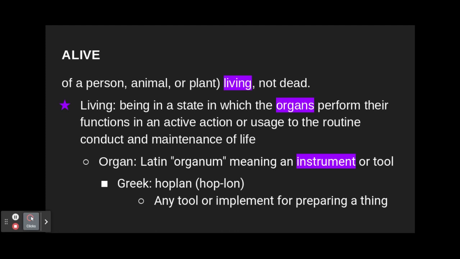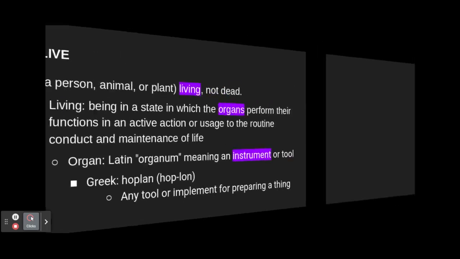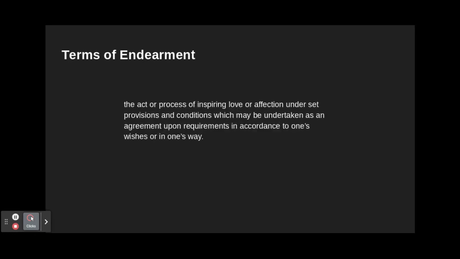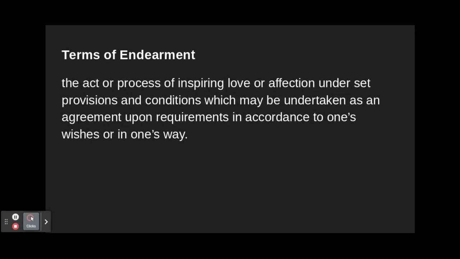Now, the question that we should be asking ourselves at this moment is, what is that thing that God is preparing us for? Well, let's go back to the definition of terms of endearment for the answer. So, apparently, God is preparing us for the act or process of inspiring love or affection under set provisions and conditions, which may be undertaken as an agreement upon requirement in accordance to one's wishes or in one's way. And we all know whose way we need to follow.